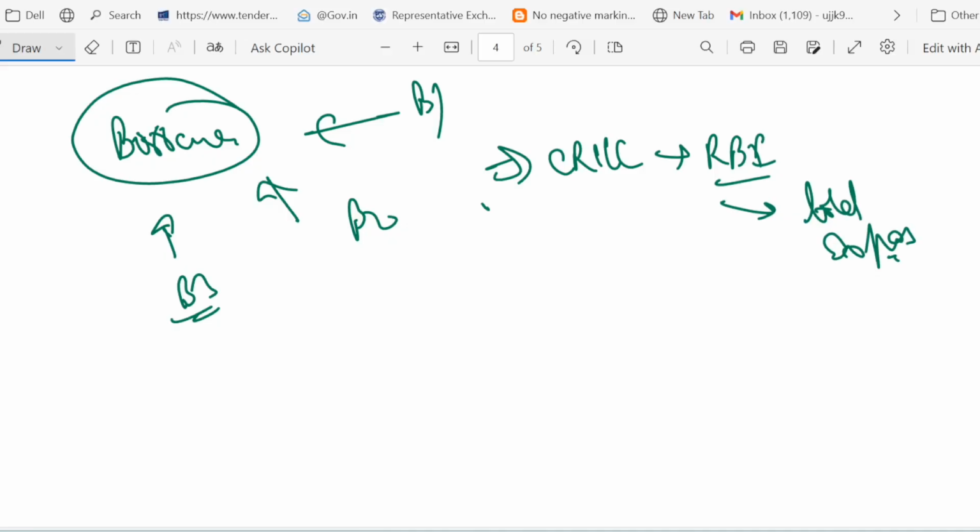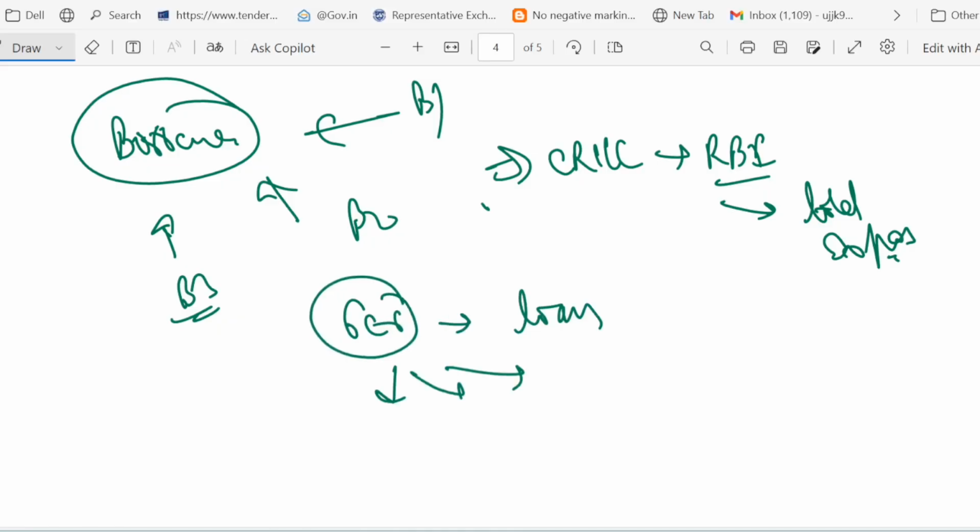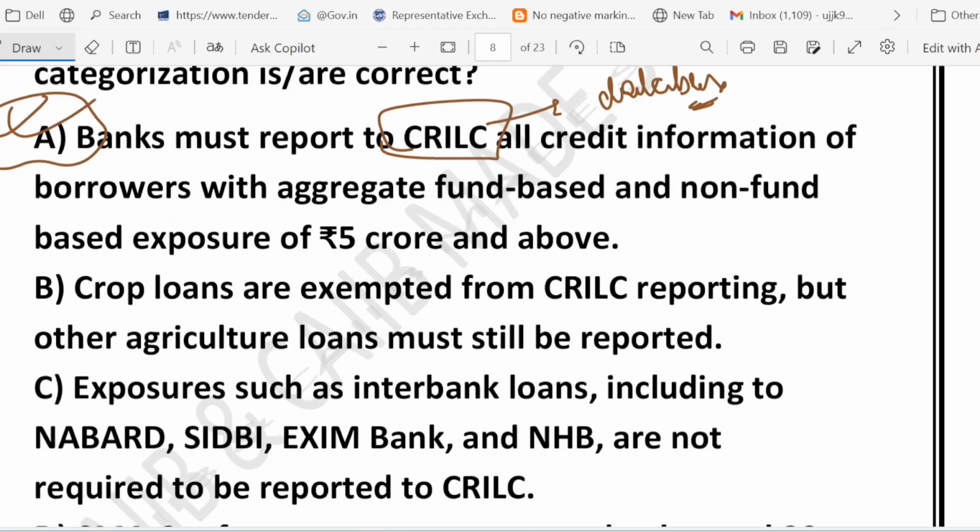Suppose a company has a 6 crore loan, right? It is spread across 3 banks. Suppose 2 crore here, 1 crore here, and 3 crore here, right? So the rule says that all banks must report it to CRILC. Every bank has to report to the CRILC, right? That's why option A is correct. It says that banks must report to CRILC all credit information of borrowers with an aggregate fund base of 5 crore and above.